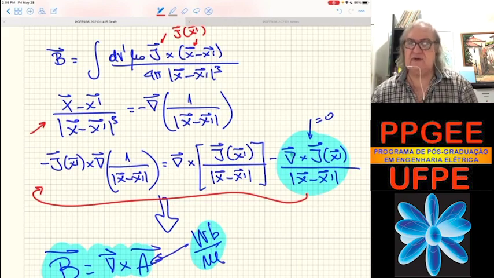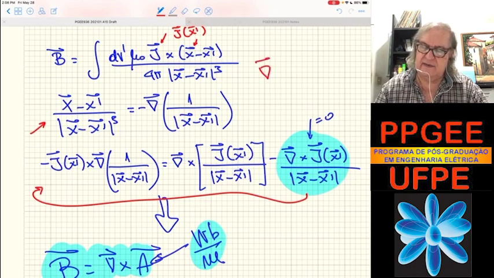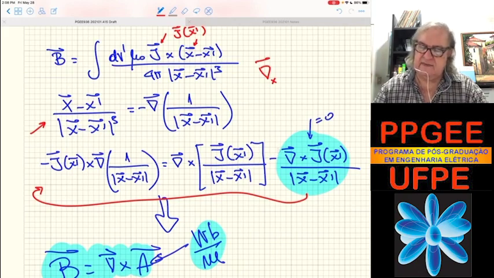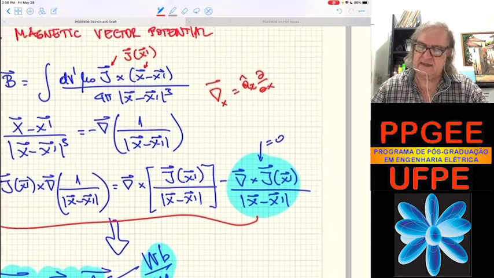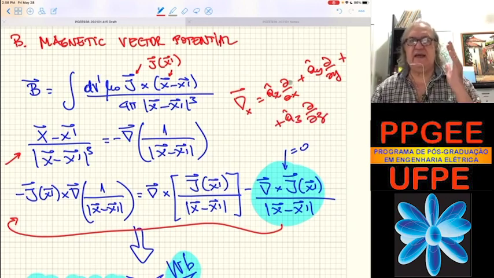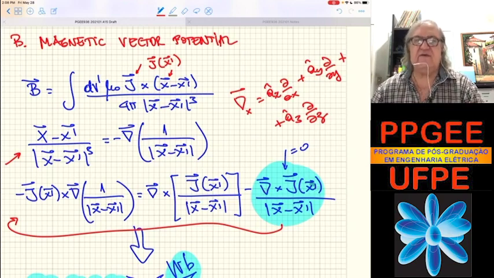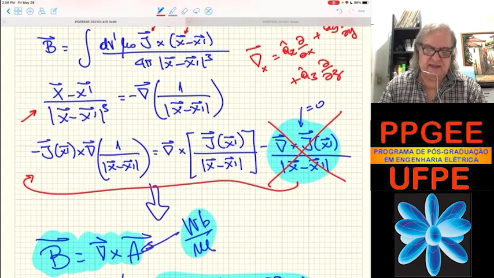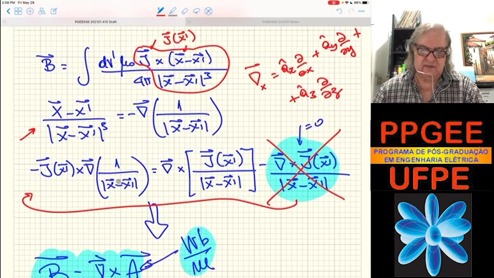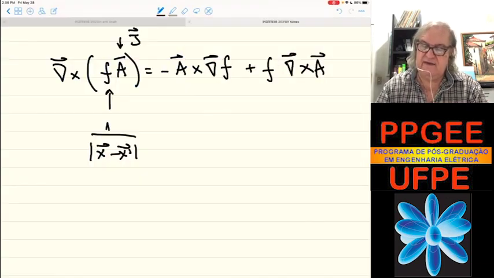Now, notice that the nabla vector here is relative to the x variable, not x prime. So nabla makes derivatives relative to the x location, not x prime. Because J depends on x prime, the curl of J equals 0, because it doesn't depend on x. So this term is off. So we have that the cross product of J with the inverse function, which is minus nabla, equals the curl of J over the magnitude of x minus x prime.